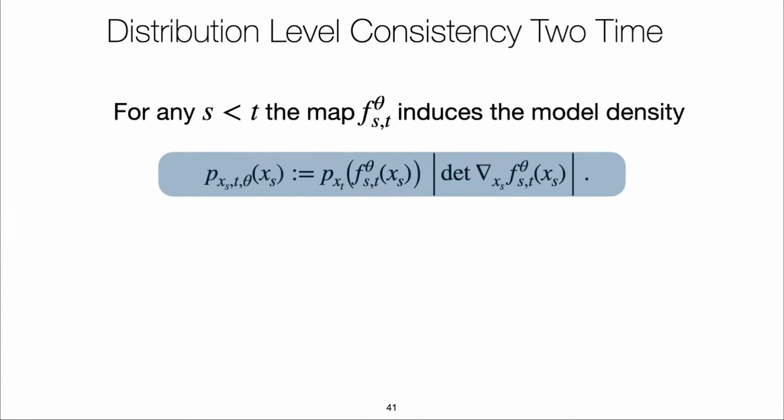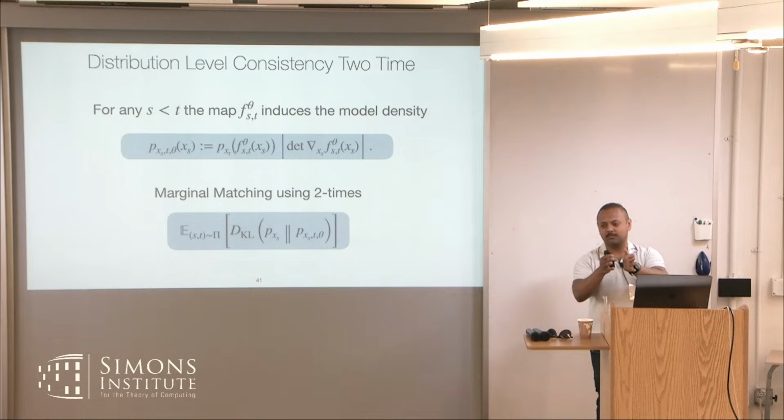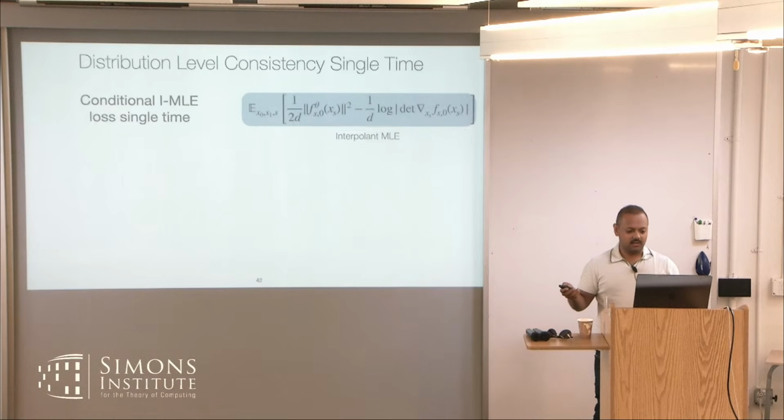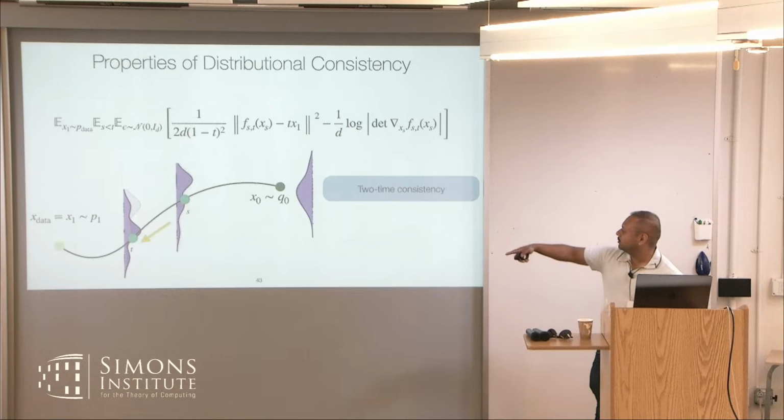The other thing you can do is, instead of having a single time consistency, I want to have consistency at two times. This is to say that I want to start from xs, go to xt, start from xt, go to xs, and match the conditional at xs. So instead of starting from 0, I'm already starting from a point xs and going to xt. The picture is a bit easier. Well, let me just go to the picture first. The picture is as follows.